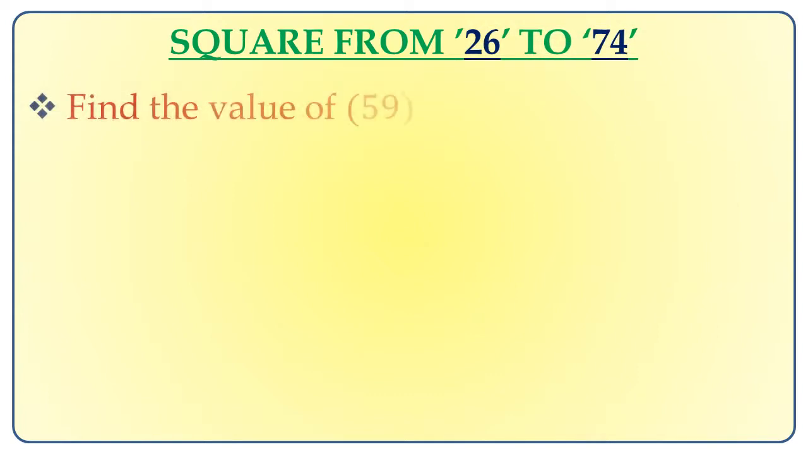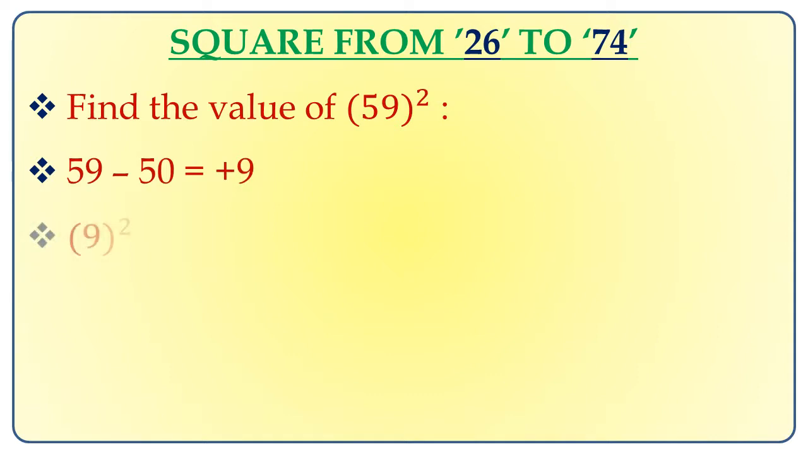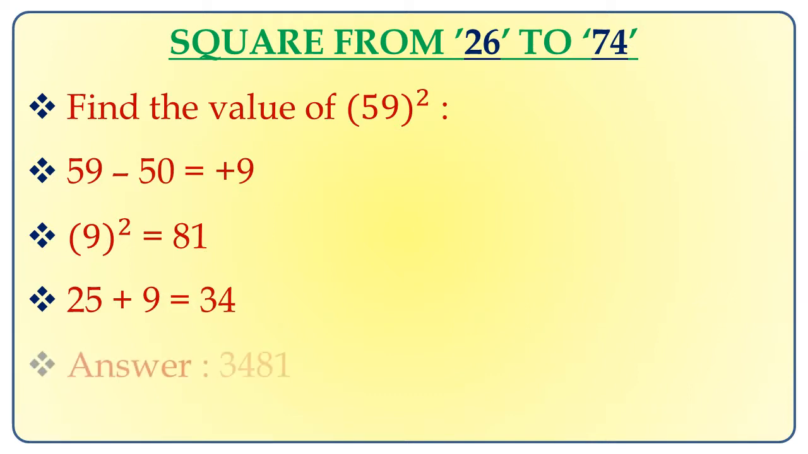We take more examples of squares from 26 to 74. In this case, we try to find out the square of 59. We find the difference, 59 minus 50, that is 9. 9 square is 81, and then 25 plus 9. 25 plus 9 is 34. What is the answer of 59 square? 3481. It's very easy and effective.